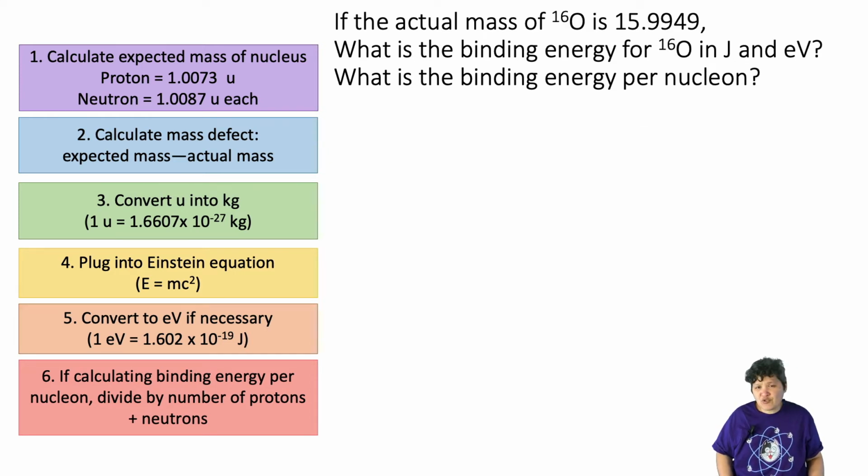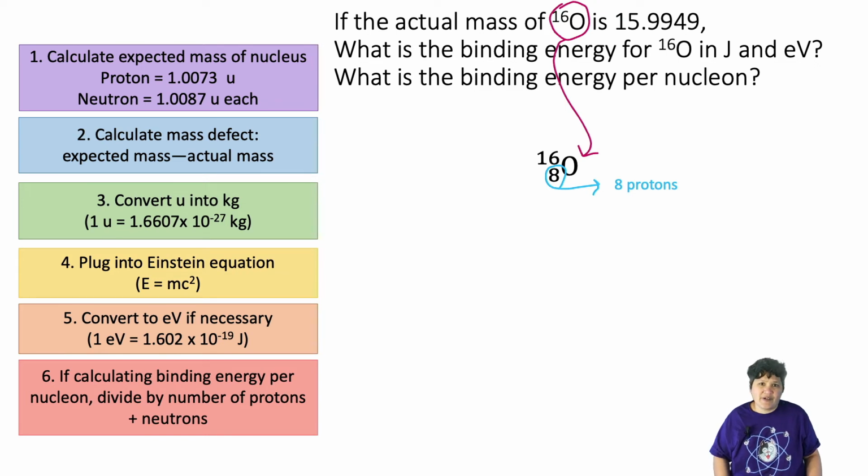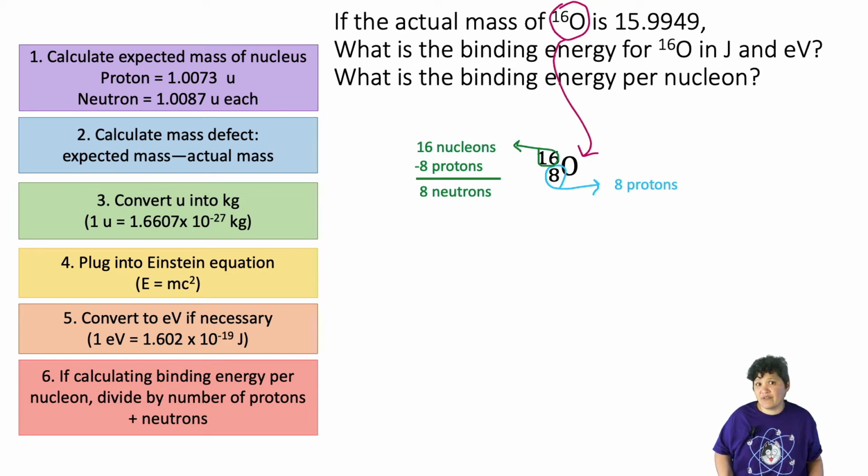Here we're given the actual mass of oxygen-16 and are asked to calculate both the binding energy in joules and eV and the binding energy per nucleon. Oxygen-16 can also be written this way, which shows that it has 8 protons. But if you don't know that off the top of your head, you can look up the atomic number of oxygen on your periodic table. The fact that this is oxygen-16 tells us that we have 16 nucleons, and the math tells us that 8 of those must be neutrons.